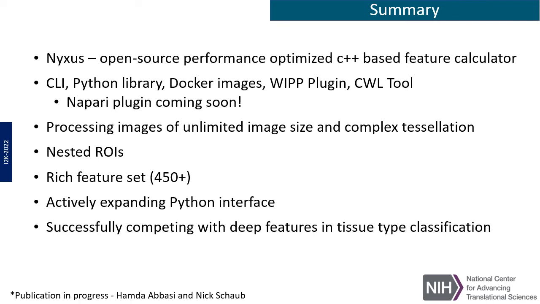In summary, we developed Nyxus, an open source optimized C++ based feature calculator, providing CLI, Python library, and Docker image for the 3 most popular software platforms, featuring nested arrays, a very rich feature set, and actively expanding with a Python interface and GPU.